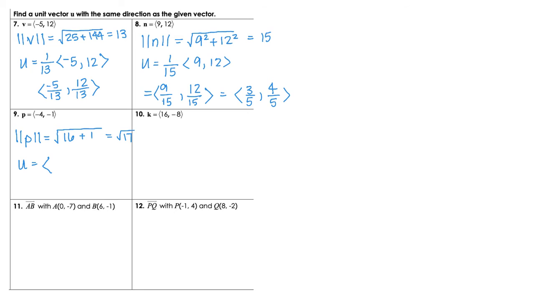It's going to be -4 over the square root of 17. And you're welcome to leave that radical on the bottom, over -1 over square root of 17. It's okay to leave it that way.